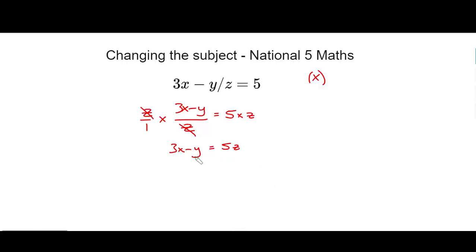Now we've got 3x minus y. How do we get rid of the y? If we plus y on this side, it cancels the y, but we've also got to plus y on this side. Now we've got 3x is equal to 5z plus y. All we do now is divide by 3. We divide this by 3, so that cancels there. So x is equal to 5z plus y, divided by 3.